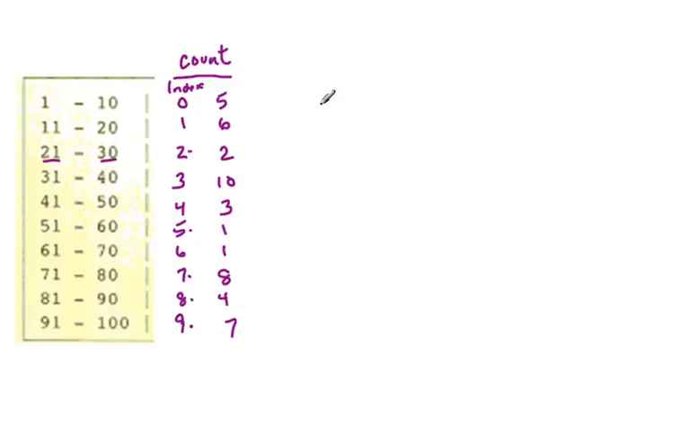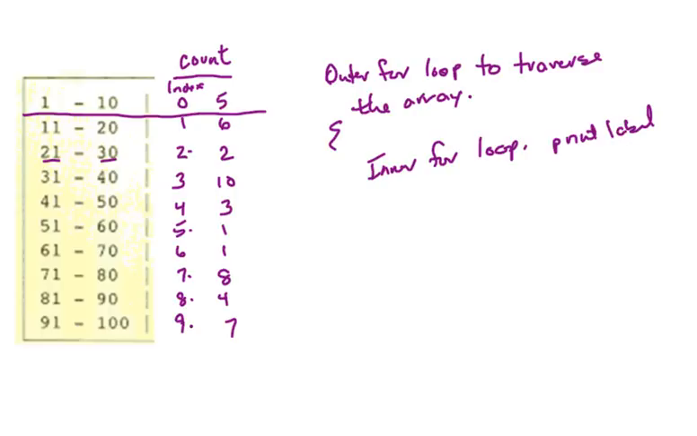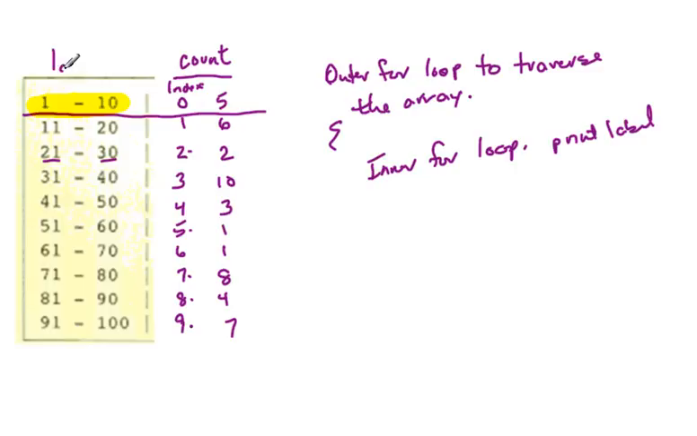So what would I do here? Well, first I would have an outer for loop to go through the array, to traverse the array, which would mean that I'm going to print the stars for this row first. Then inside I'm going to have an inner for loop, and that inner for loop is first going to print the label. And when I say print the label, I'm talking about this right here. So this is the label, right? So over here is my label.